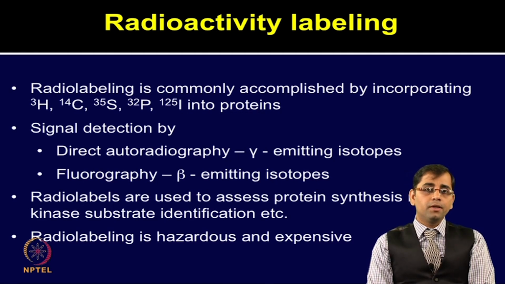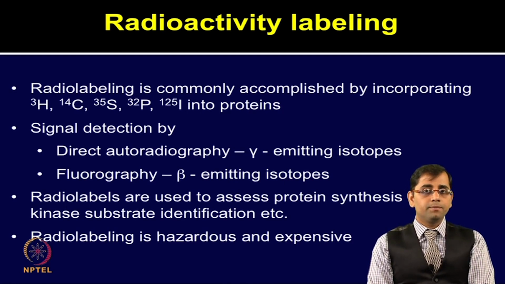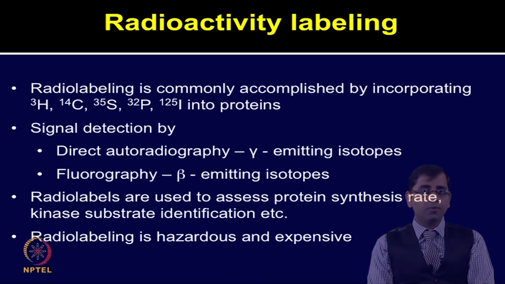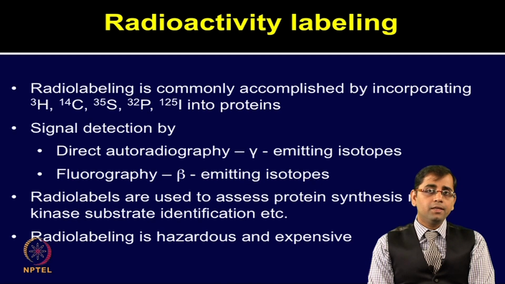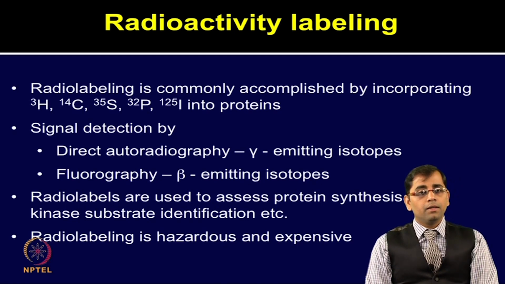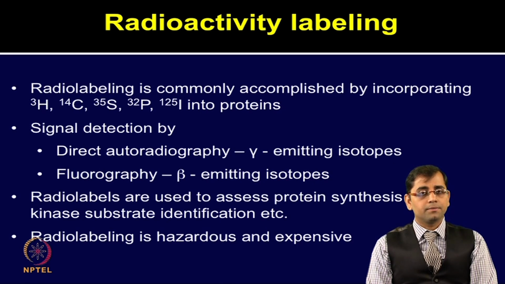These commonly used radiolabels include 3H (tritium), 14C, 35S, 32P, 125I or other radiolabels incorporated into the proteins. The signal detection can be recorded by direct autoradiography, which detects gamma emission, or by fluorography, which detects beta emission. The radiolabels have also been used to assess the protein synthesis rate as well as other applications.